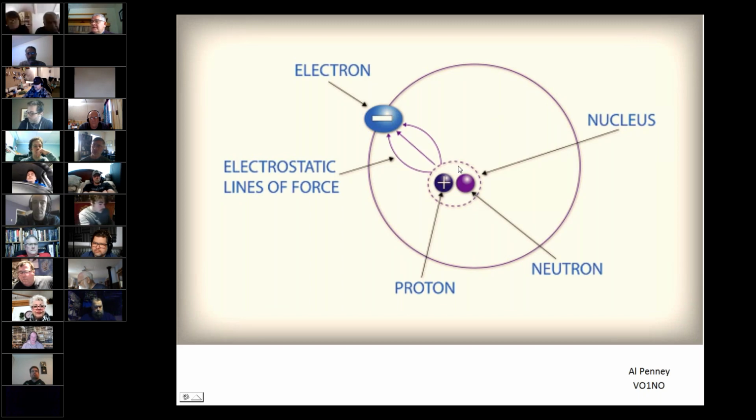So just another depiction here of a deuterium atom, a proton and a neutron in the nucleus held together by the strong nuclear force, and the electrostatic lines of force keep the electron. We visualize it by saying it's in orbit around the nucleus.